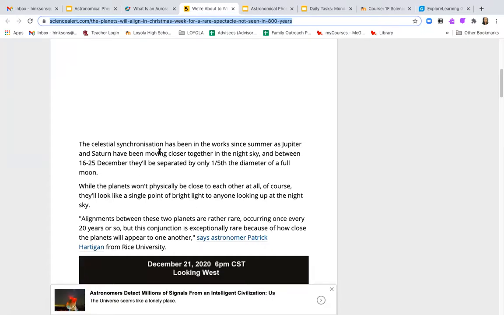So I won't read the whole thing because you were supposed to do it, but let's just read over here. The celestial synchronization has been in the works since summer as Jupiter and Saturn have been moving closer together in the night sky. And between the 16th and 25th of December, they'll be separated by only 1/5 the diameter of a full moon. While the planets won't physically be close to each other at all, of course, they'll look like a single point of bright light to anyone looking up at the night sky. Alignments between these two planets are rather rare, occurring once every 20 years or so. But this conjunction is exceptionally rare because of how close the planets will appear to one another, says astronomer Patrick Hartigan from Rice University.